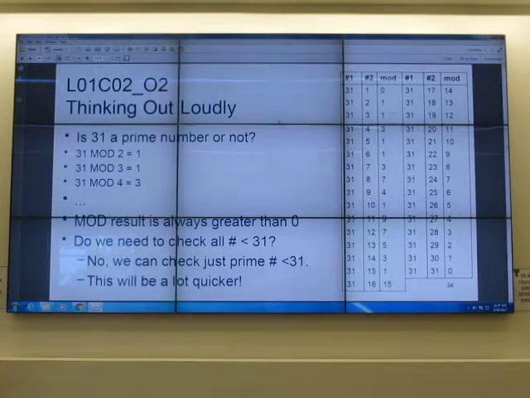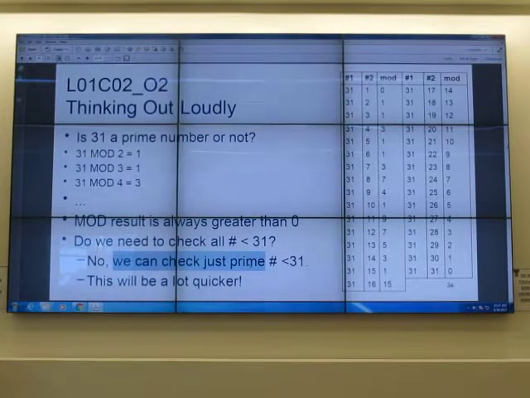So I use modulo and I check each value. But I know that the mod result is always greater than 0. Do we need to check all numbers less than 31? No, we don't need to check everything. What do you think? We can check just the prime numbers which are less than 31.